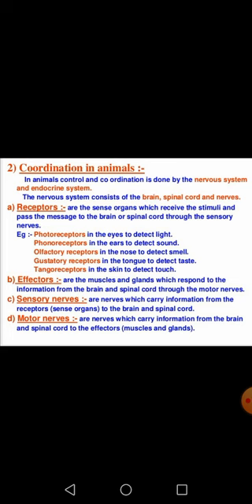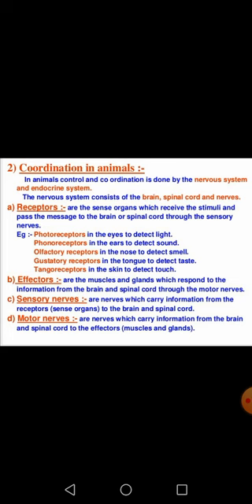Olfactory receptors are present in the nose and help in the detection of smell. Gustatory receptors are present in the tongue and provide the sense of taste. Last are the tangoreceptors, which we also call thigmoreceptors. Tangoreceptors and thigmoreceptors are present in your skin and provide the sensation of touch. So there are 5 receptors: in the eyes, photoreceptors; in the ears, phonoreceptors; in the tongue, gustatory receptors; in the skin, thigmoreceptors; and in the nose, olfactory receptors.